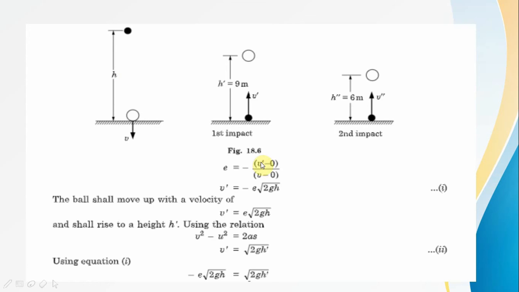And 0 is the final velocity of the floor after impact, and v minus 0 is the initial velocity of the ball, and 0 is the initial velocity of the floor. So we get v dash equal to minus e into root 2 gh. So we actually get v dash in terms of h and e.